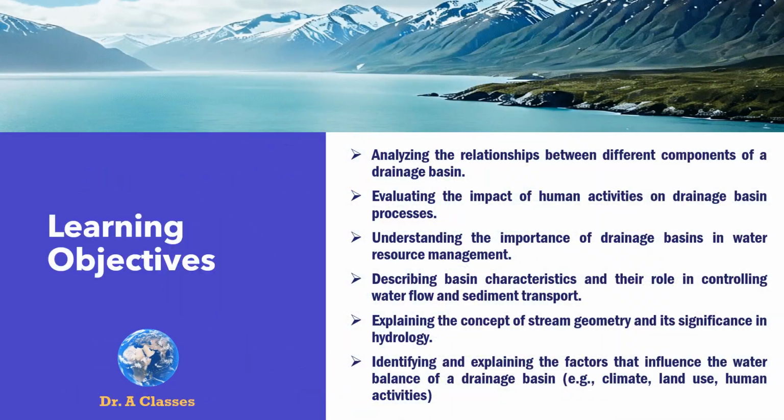Learning objectives of the course are analyzing the relationship between different components of a drainage basin, evaluating the impact of human activities on drainage basin processes, understanding the importance of drainage basin in water resource management, describing basin characteristics and their role in controlling water flow and sediment transport, explaining the concept of stream geometry and its significance in hydrology, identifying and exploring the factors that influence the water balance of a drainage basin, for example, climate, land use, human activities, etc.